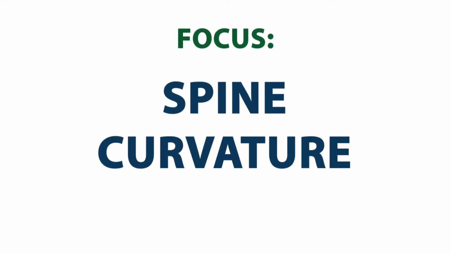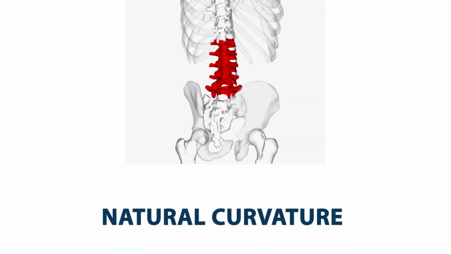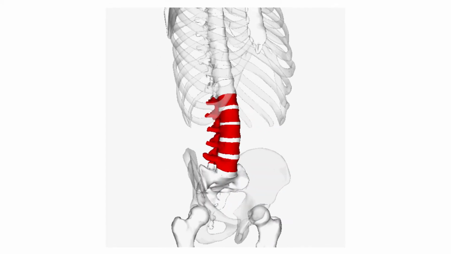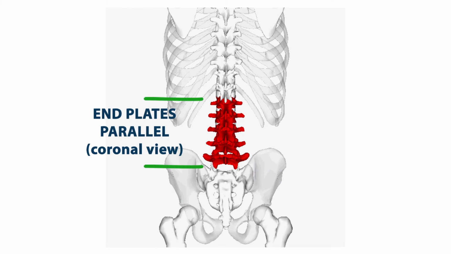For this lesson, we're going to focus on spinal curvature. To begin with, let's take a look at a standard curvature of a spine. Notice the region highlighted in red. Also notice the curvature.